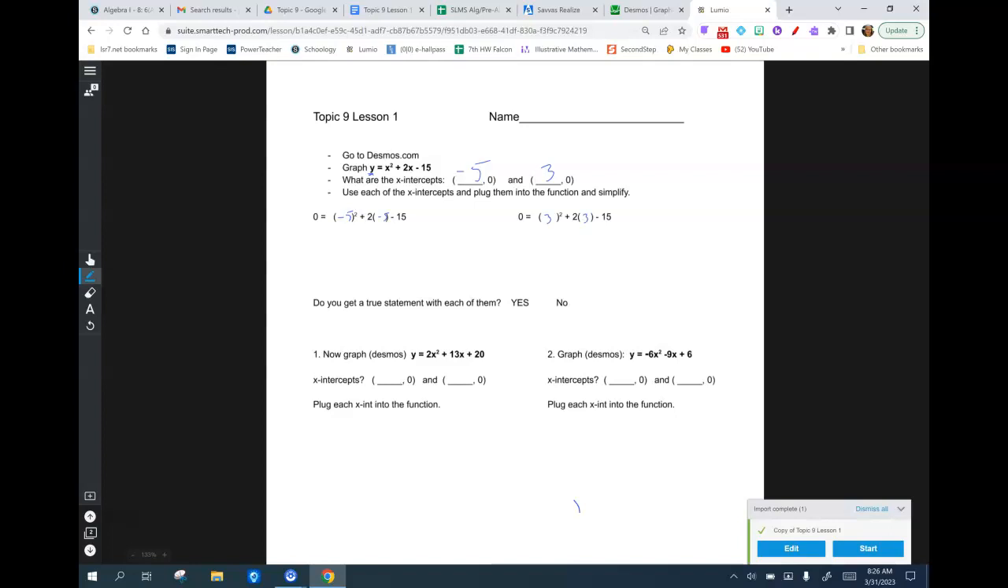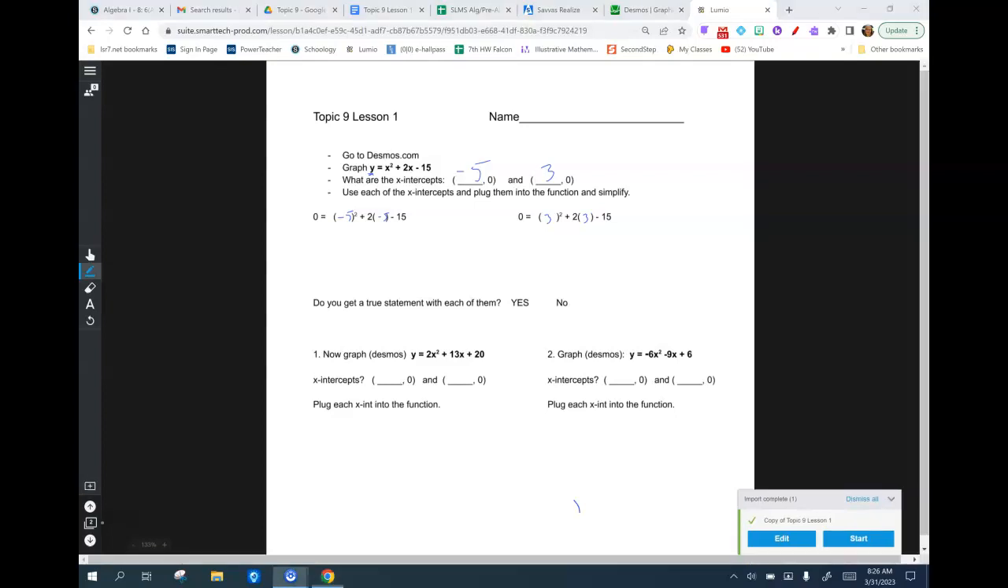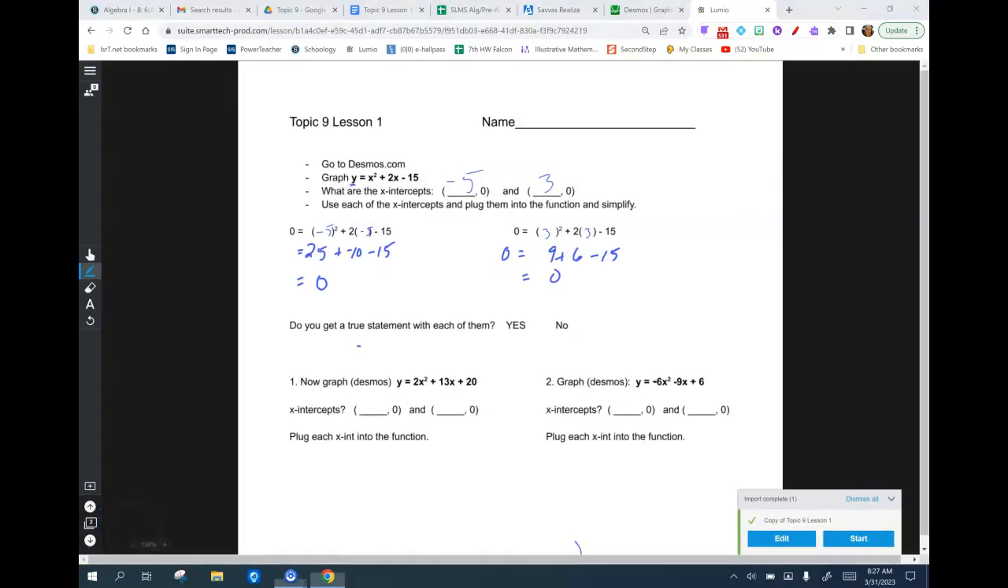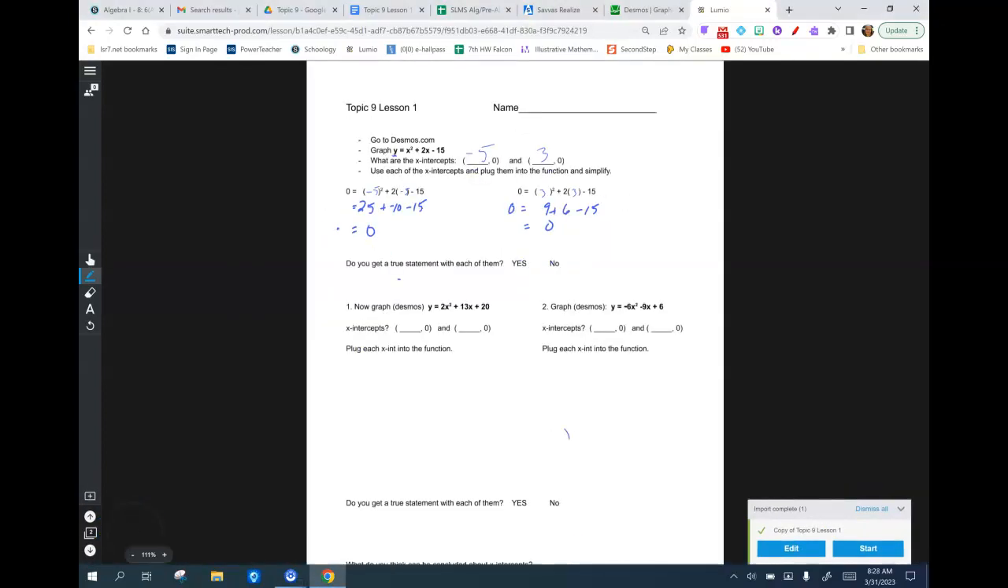Now, take out your calculator, find out what that is equal to. Go. So what you found out is that you have a true statement. You have 0 equals 0, right? 0 equals 0. So, did you get a true statement with each of these? Yes, you did. Okay, and so that's really important because we got a true statement. That means that negative 5 is one of the solutions and 3 is one of the solutions.